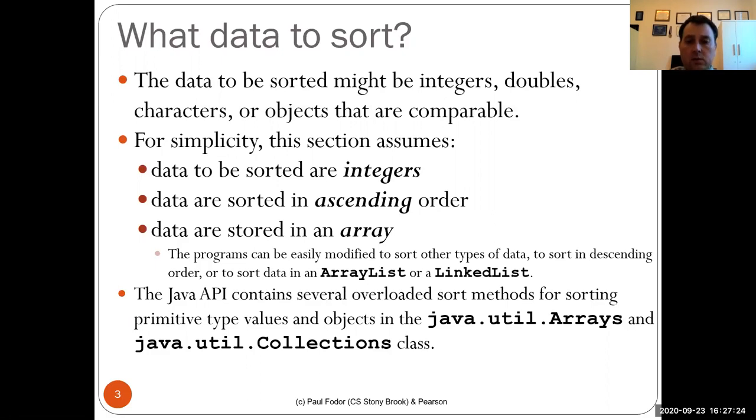The data will be stored in arrays, and the programs that we are going to write today are very easily modified if you want to use an array list or a linked list. The Java API already contains many of the methods that we will discuss today for sorting primitive type values or objects that are comparable. Those methods are in the Arrays class, java.util.Arrays.sort, and in the Collections class.